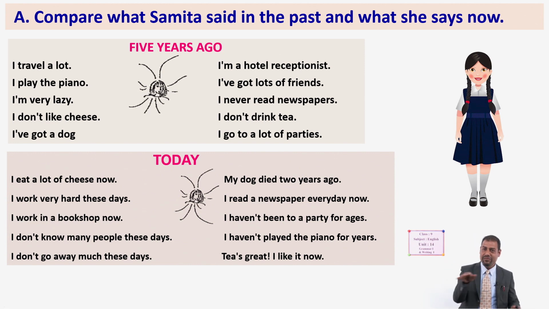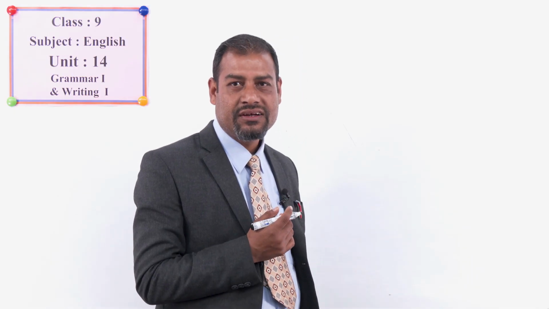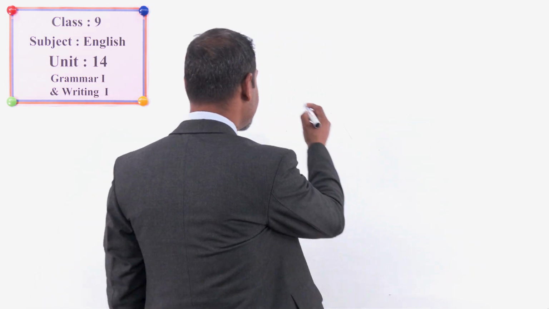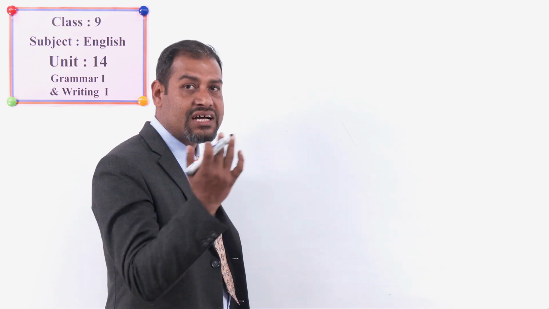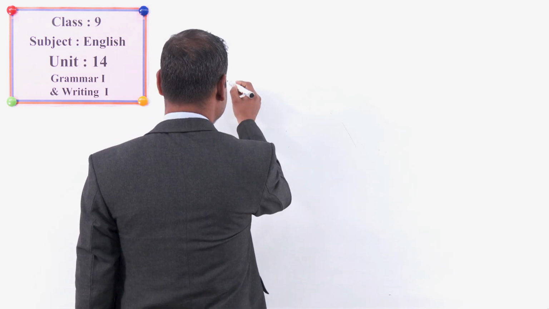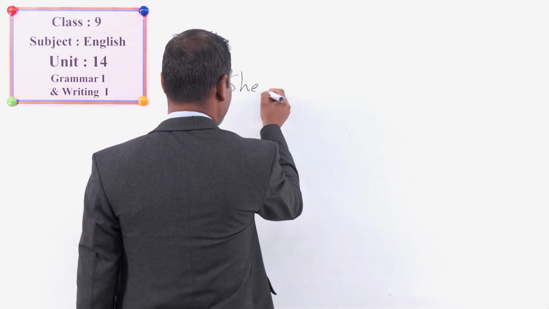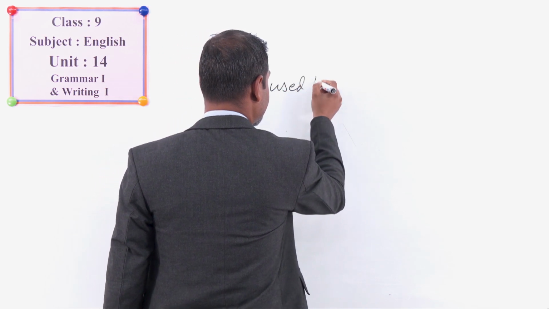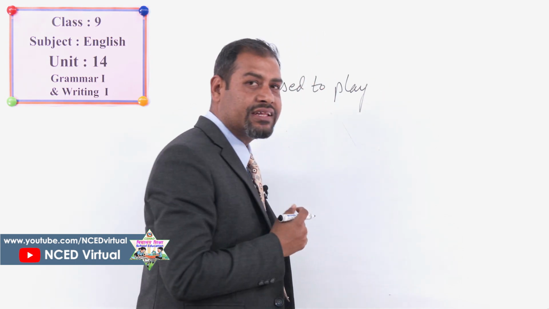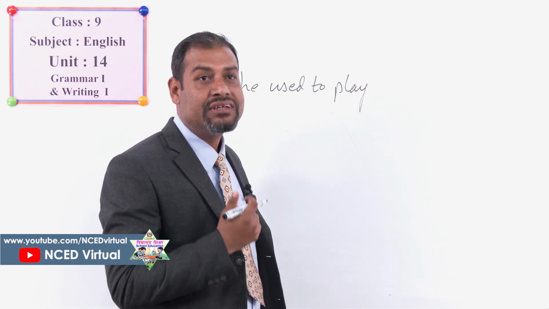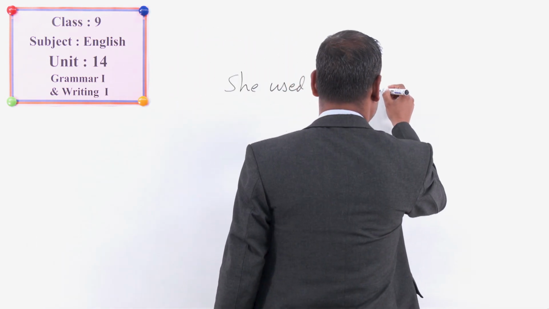Now you have to compare between these two sentences. So can you tell me what should I write here? All of you please tell me. Yes, now you have to write down. Now you can use she, okay, because you are comparing Samita's activity. So you can write down she used to play, P-L-A-Y, play. Then what is the next word we have to write down? Yes, you are right, the piano.